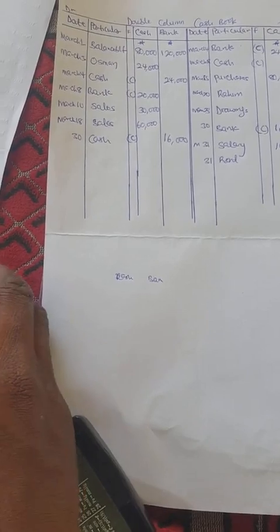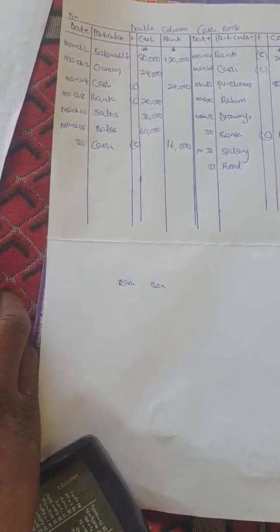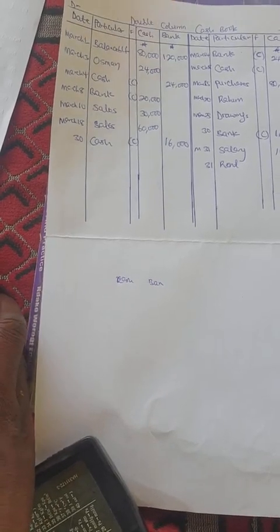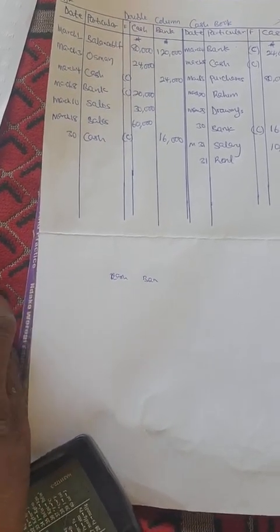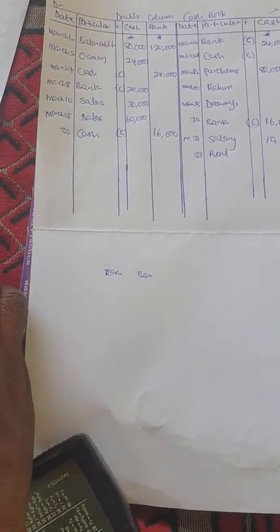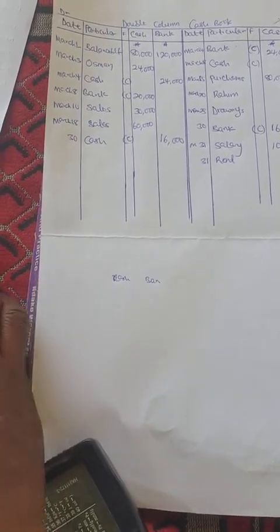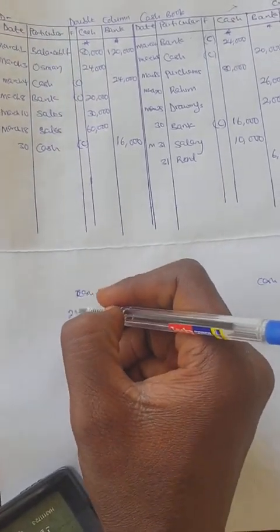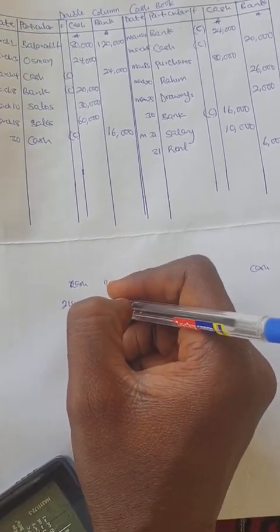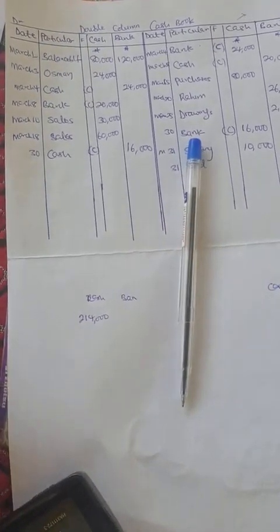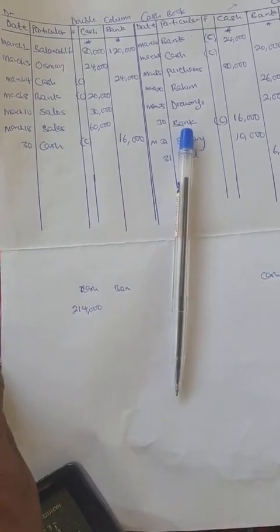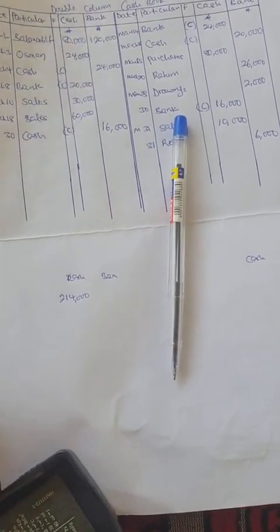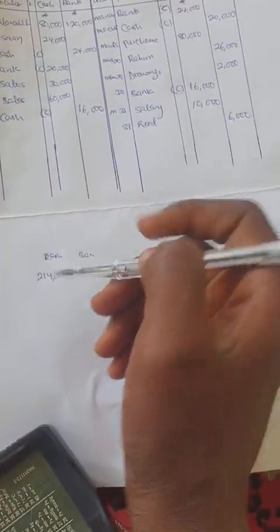80,000 naira plus 24,000 plus 20,000 plus 30,000 plus 60,000. We have 214,000. We are going to write 214,000. So we take bank also, total of bank on that debit side, 120,000 plus 24,000 plus 16,000. So we have 160,000.